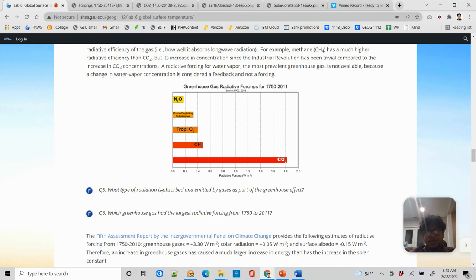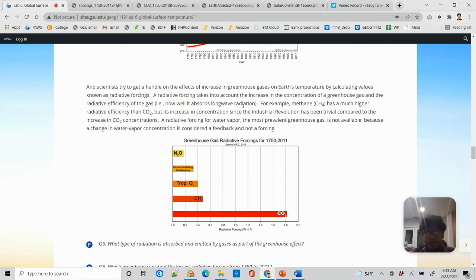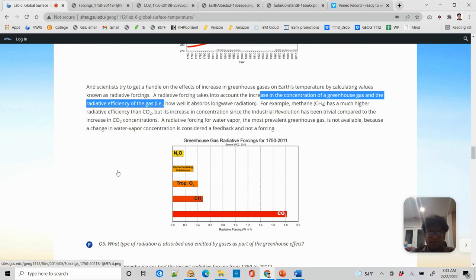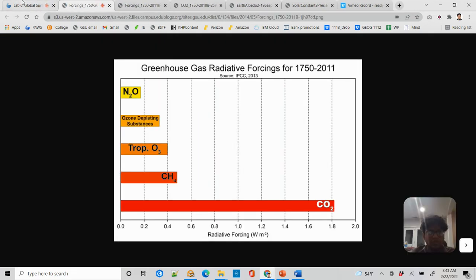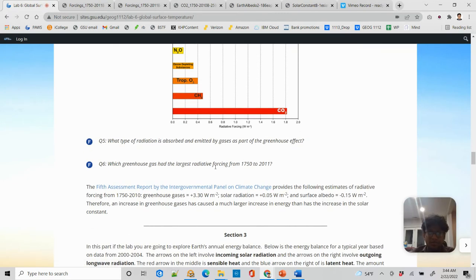What types of radiation are absorbed and emitted by gases as part of the greenhouse effect? And then question 6, what types of radiation are absorbed and emitted by gases as part of the greenhouse gas effect? Just see these things. I'm not going to talk to you about that. It's all in the description. So just follow the description and answer the question. Then question 6, which greenhouse gas had the highest radiative forcing?